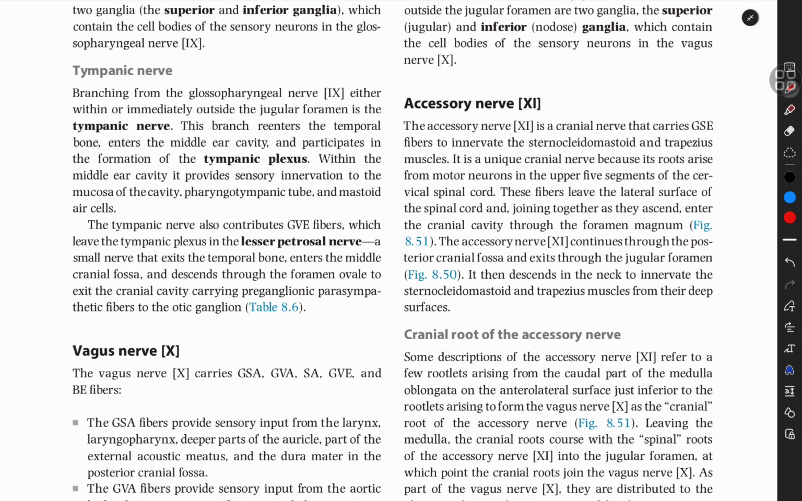Branching from the glossopharyngeal nerve either within or immediately outside the jugular foramen is the tympanic nerve. This branch re-enters the temporal bone, enters the middle ear cavity, and participates in the formation of the tympanic plexus.